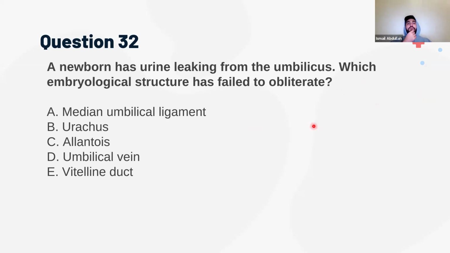Yeah. So this is an embryological question. So urine leaking from the umbilicus, which structure failed to obliterate? What do you think?